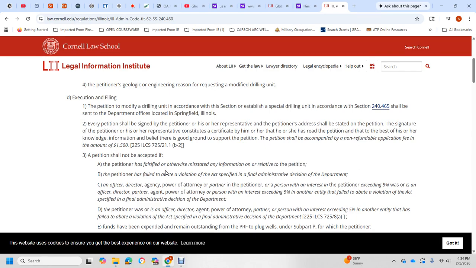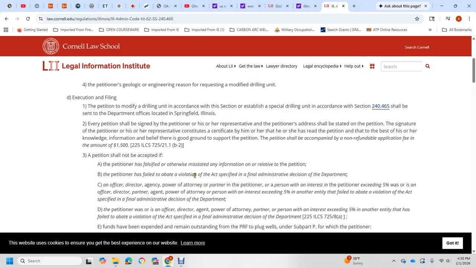Every petition shall be signed by the petitioner or his or her representative, with the address, the date of the petition, and the signature of the petitioner or his representative, certified by him or her that he or she has read the petition and that to the best of his or her knowledge, information, and belief there are good grounds to support the petition. The petition shall be accompanied by a non-refundable application fee of $1,500. A petition will not be accepted if it contains falsified or otherwise misstated information.